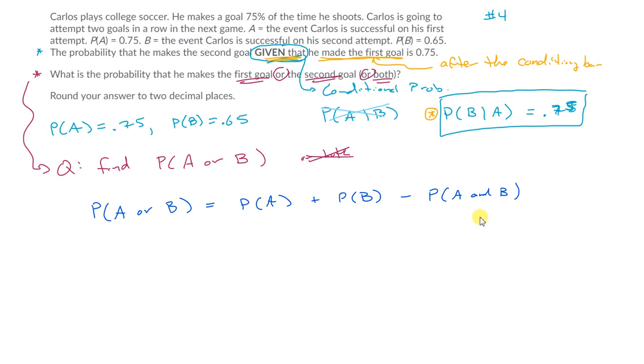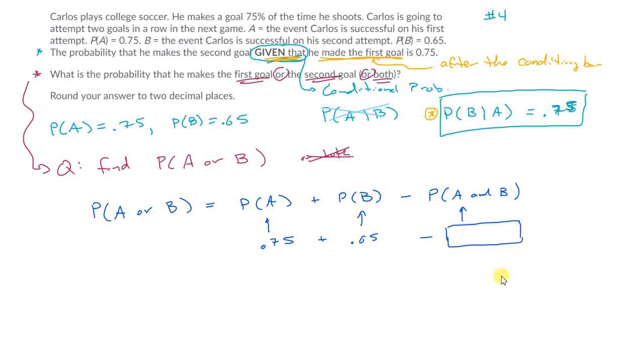That's our basic equation for or. Now, which pieces do we have? Do we have P of A? Yes, they told it to us: 0.75. Do we have P of B? The answer is 0.65. They told it to us. Do we have probability of A and B? The answer is no, not directly, but we can build it.